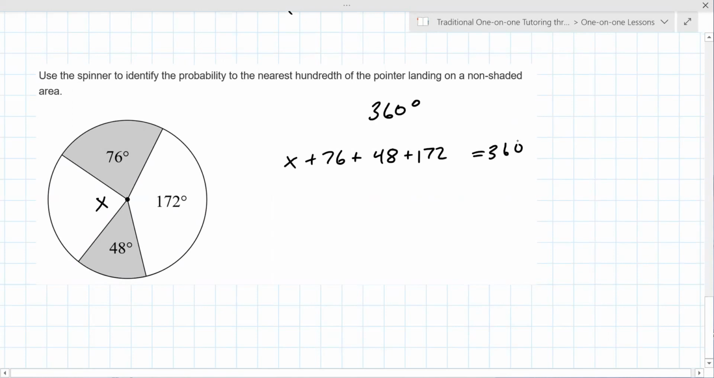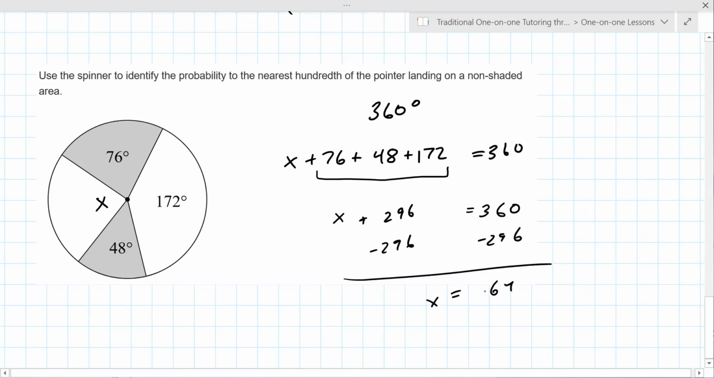Yeah. Okay, so let's use the spinner to identify the probability to the nearest 100 of the pointer landing in a non-shaded area. So the non-shaded area is these over here. Okay, so we do need X. So go ahead and add up these three numbers. Should be like 296. Yep. Subtract 296 from both sides, and you get 64. X equals 64.